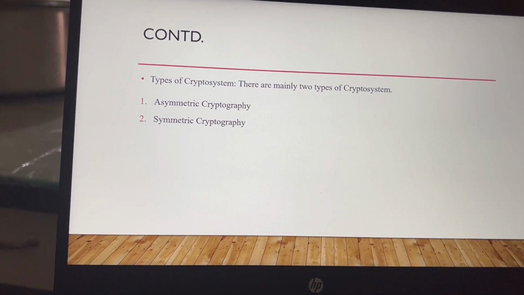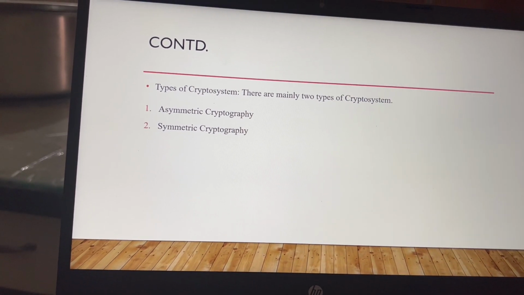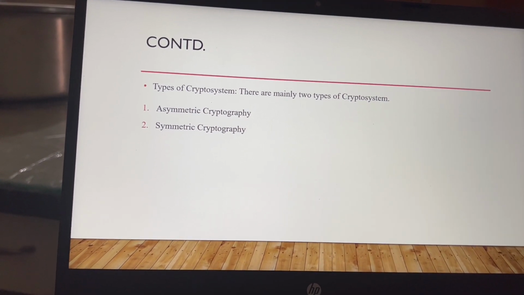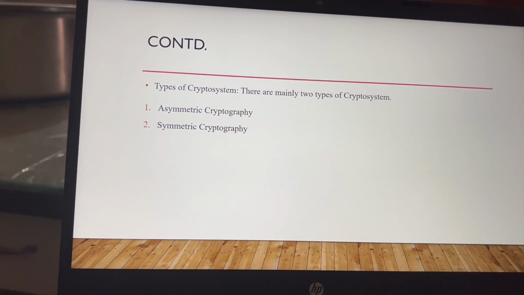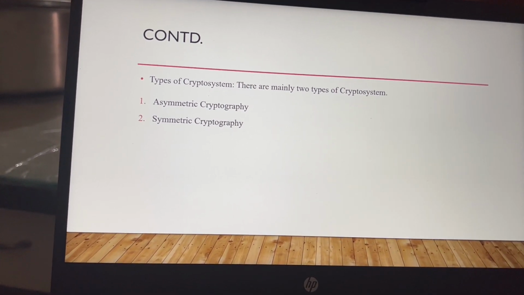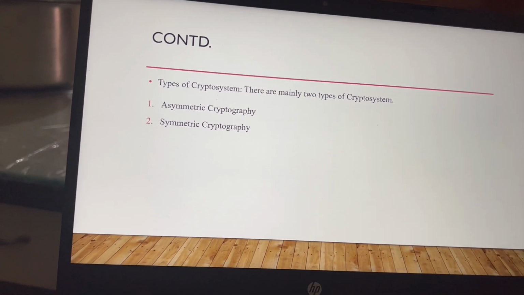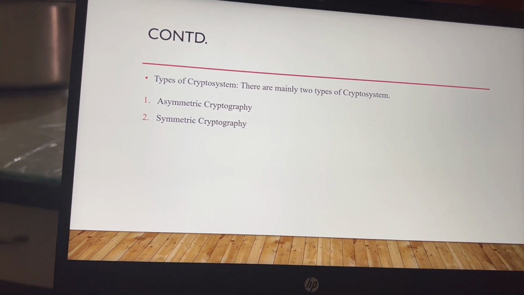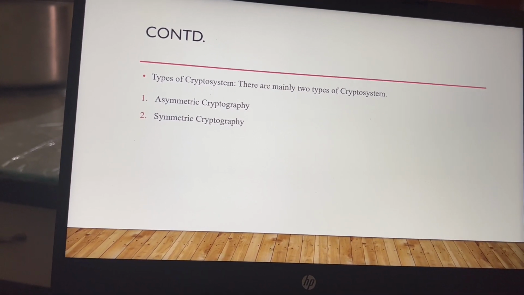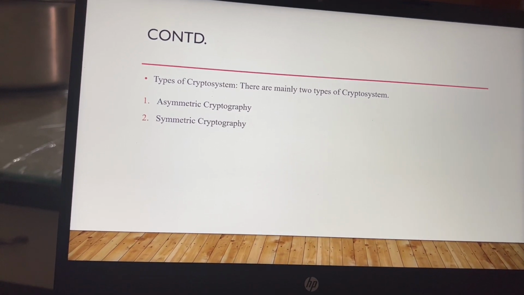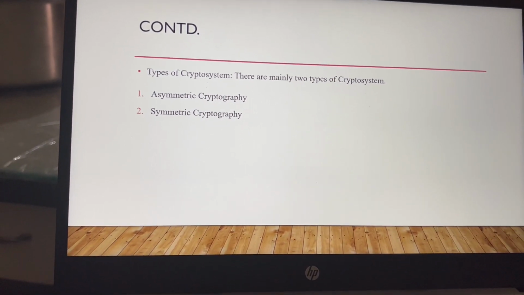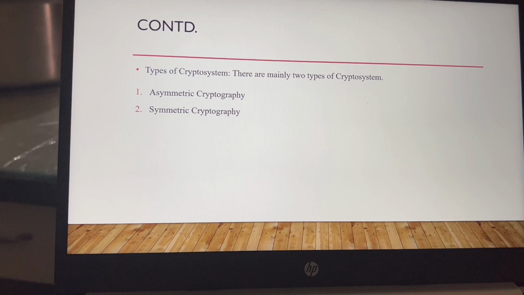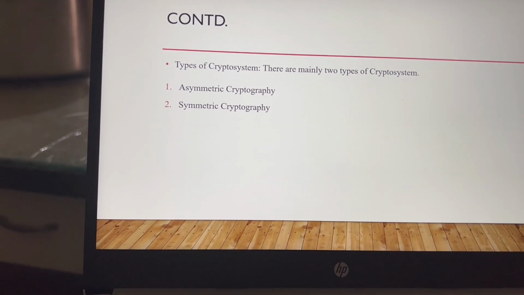Talking about the types of crypto systems, there are two types of cryptography. The first is asymmetric cryptography, and the second is symmetric cryptography. In asymmetric cryptography, different types of keys are used at the sender and receiver side, whereas in symmetric cryptography only one key is shared between sender and receiver.